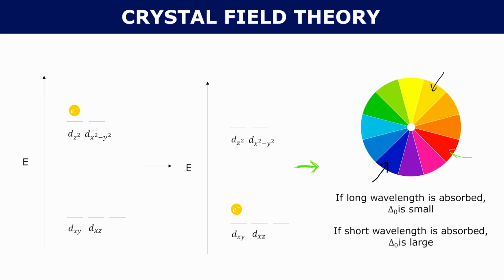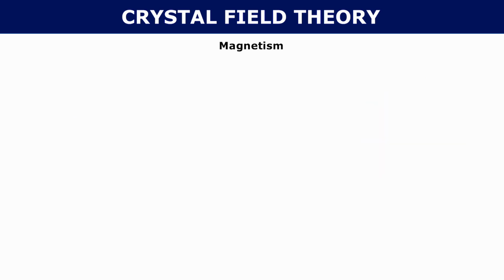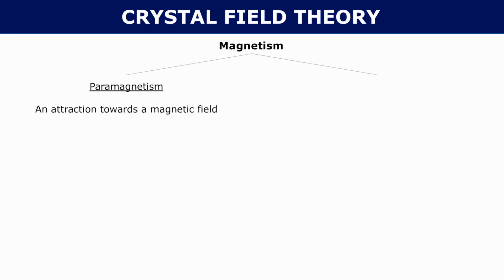Let's talk about magnetism, because crystal field theory also plays a part in magnetism. So in magnetism, you're going to have two different types of magnetism. You're going to have paramagnetism, which represents an attraction towards a magnetic field, and you're going to have diamagnetism, which is a repulsion, albeit weak, from a magnetic field.